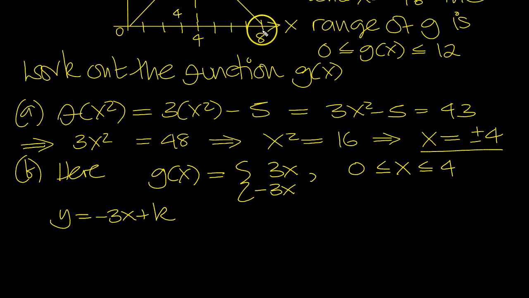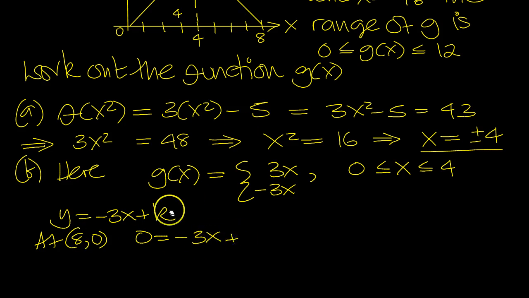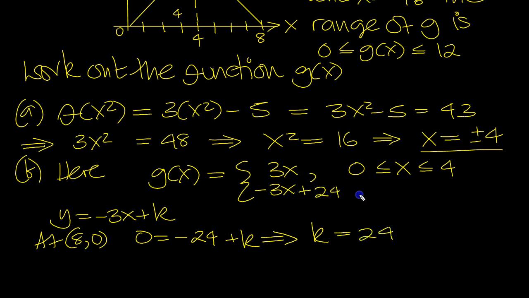We know it goes through the point (8, 0), don't we? So at (8, 0), this line, 0 is equal to minus 3x plus k. x is 8. So minus 3 times 8 is minus 24, plus k. So k is equal to 24. So here we've got plus 24. And this would be between 4 and 8. And there's the function g.